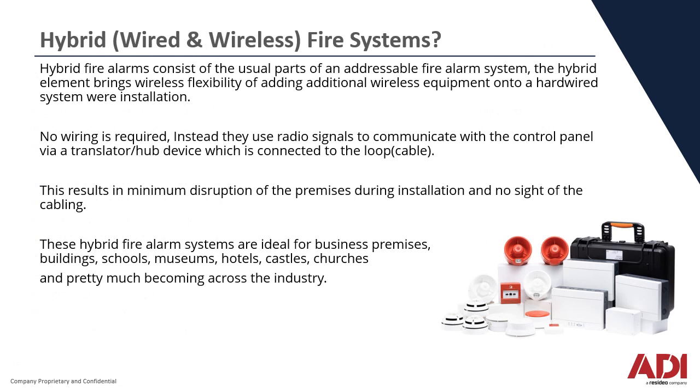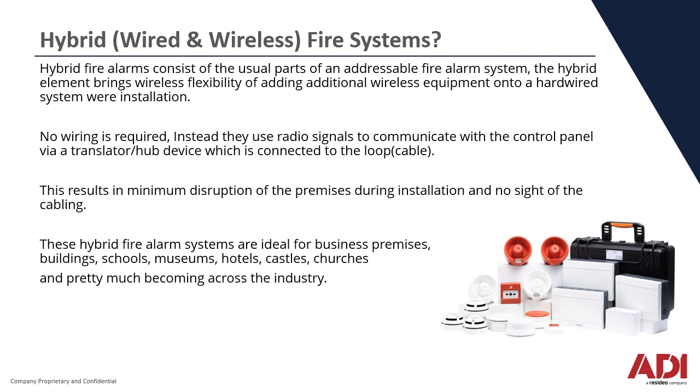Hybrid fire alarms consist of the usual parts of an addressable fire alarm system. The hybrid element brings wireless flexibility of adding additional wireless equipment onto a hardwired system where installation is difficult. No wiring is required. Instead, they use radio signals to communicate with the control panel via a translator hub device, which is connected to the loop cable. This results in minimum disruption of the premises during installation and no sight of the cabling.